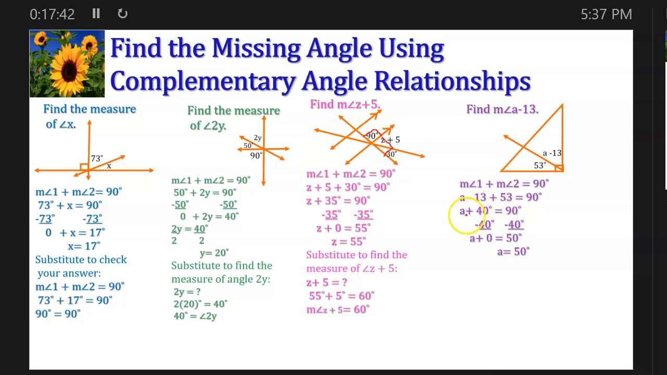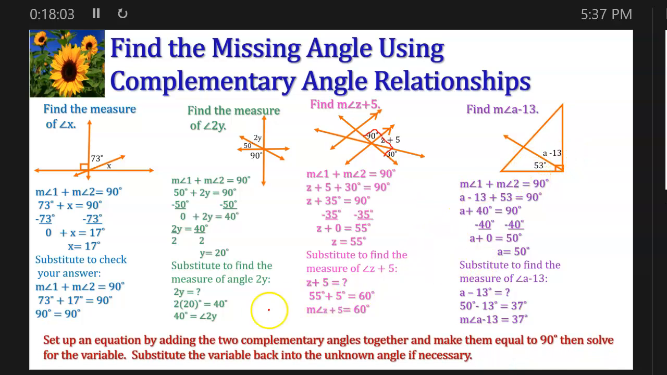Okay. So A plus 40 is 90. Subtract your 90 from both sides. A is going to be 50. And then when we take the A and subtract 13 from it, we end up with 37. And so we know we're correct because 37 plus 53 here is going to give us that 90-degree angle.